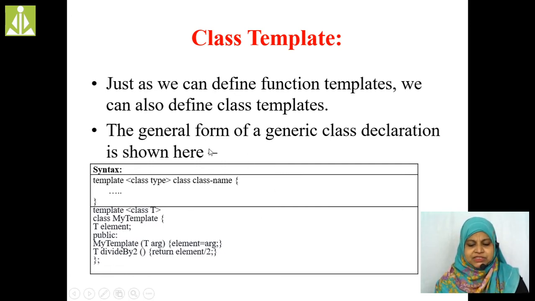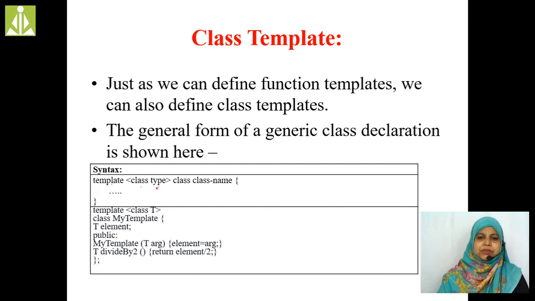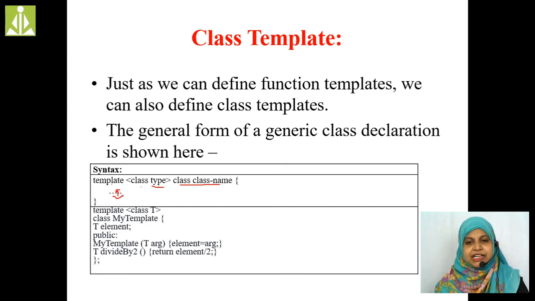Here the general syntax for the class template is first template, as I already discussed, then class. What type of class are we going to declare here? Whether we are going to pass integer values or floating point values, then followed by the class name, then we have to write the definition of that particular class. By using the class template we are going to write the generic class.